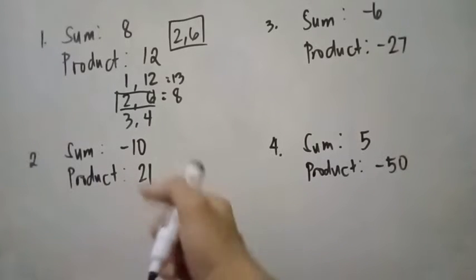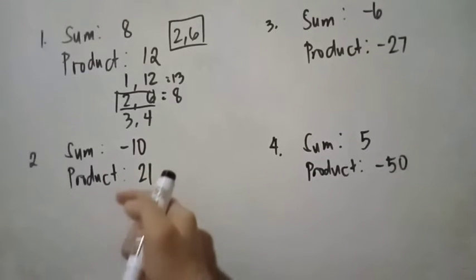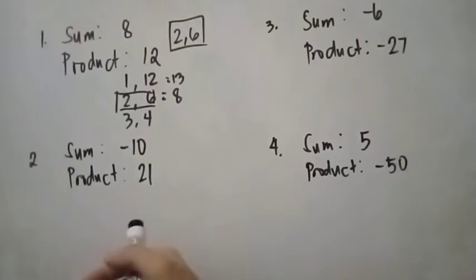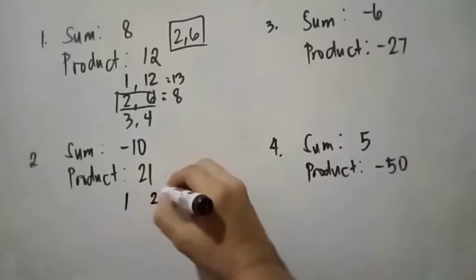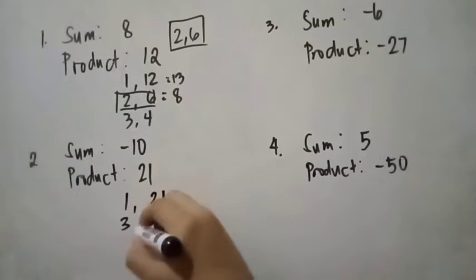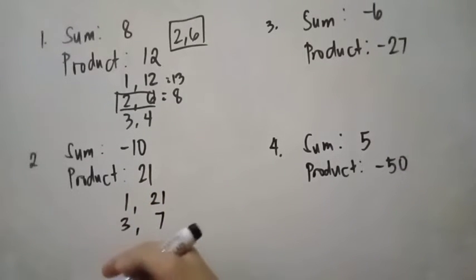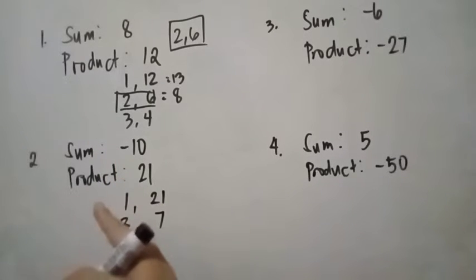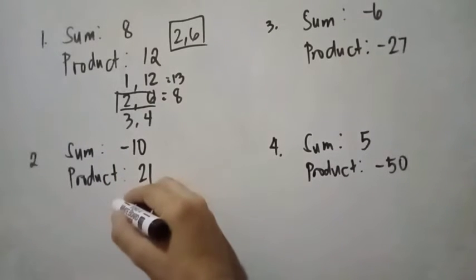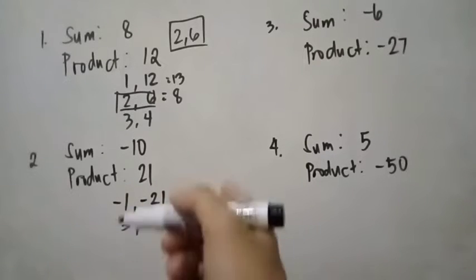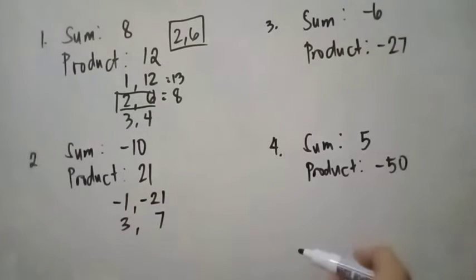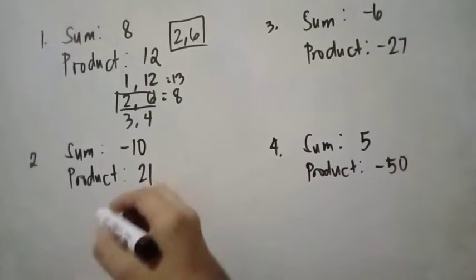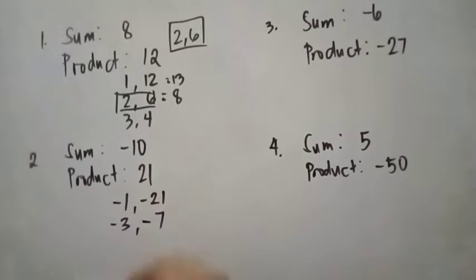Again, we will get those two numbers. Okay? So for the product 21, let's get its factors first. So we have 1 and 21, then 3 and 7. That's all. Okay? And since the sum is negative, both numbers must be negative. So we have negative 1 and negative 21, where if we add the two negative numbers, the answer is negative. The same goes for negative 3 and negative 7.